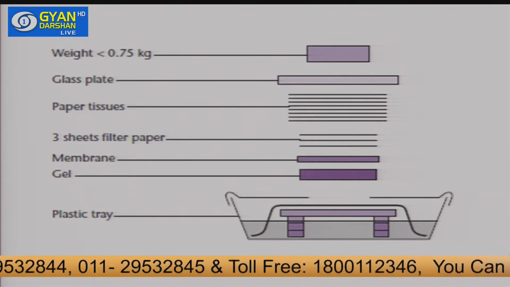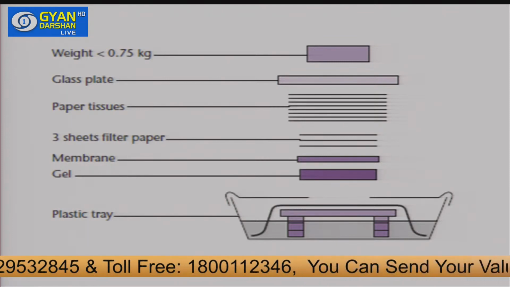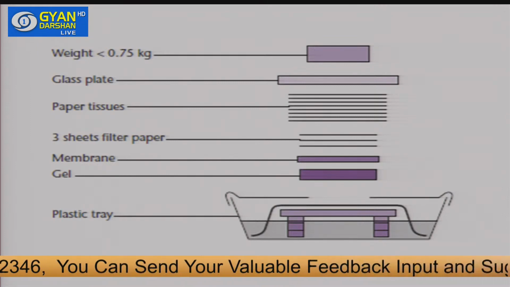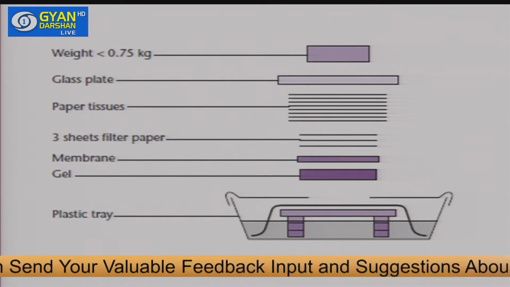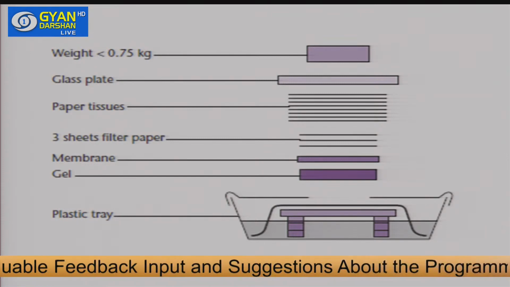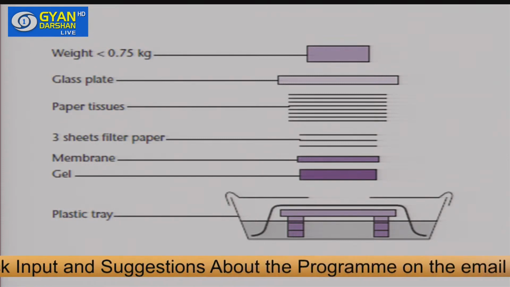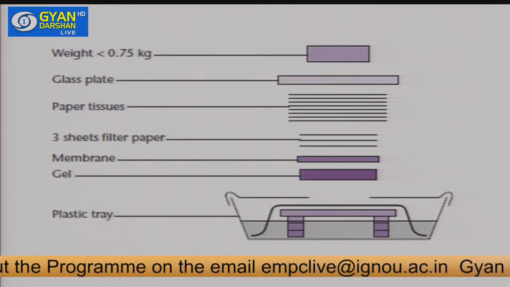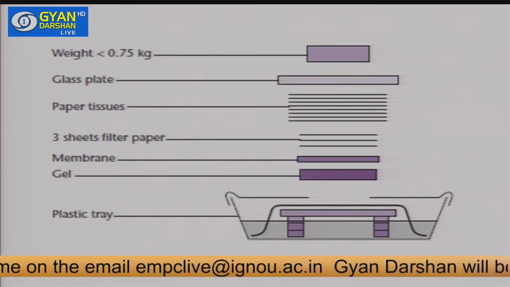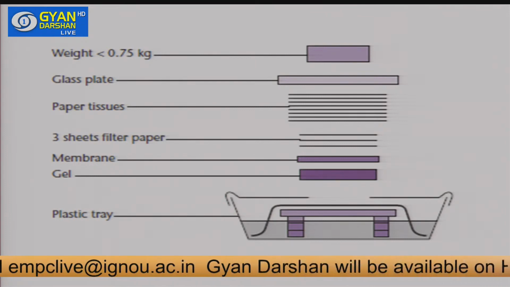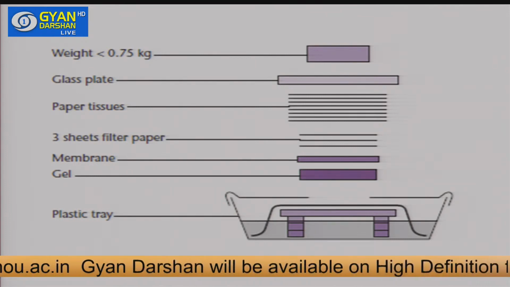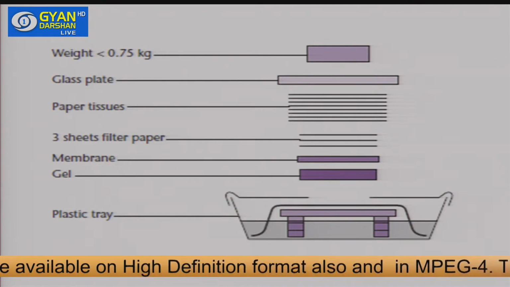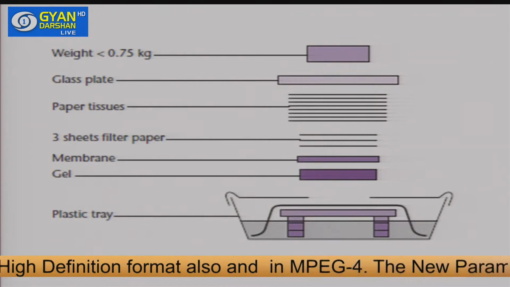Membrane means where you need to transfer, that is from the gel to the membrane you need to transfer the DNA, and therefore you need to prepare a blot. Above the membrane you have 3 sheets of filter paper. Above that you have a stack of paper towels, or tissue paper, we call it paper towels in a better way. And then you put a glass plate, and above the glass plate you put some weight. That is in the common balance, for the common balance you have certain weights. You can put those weights.